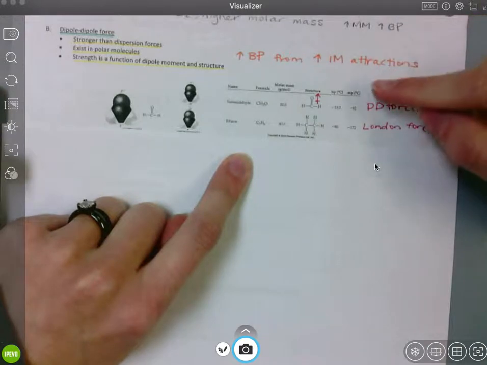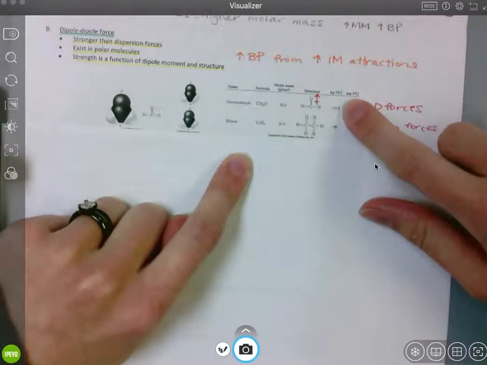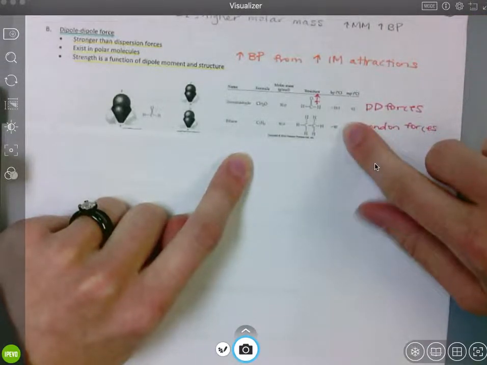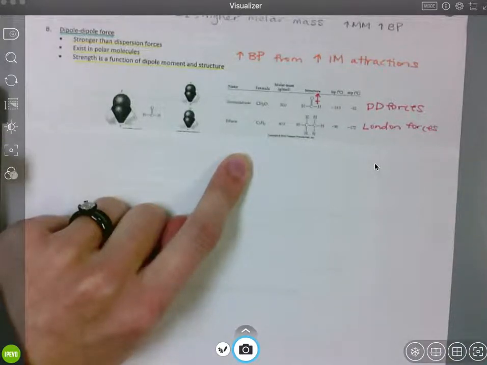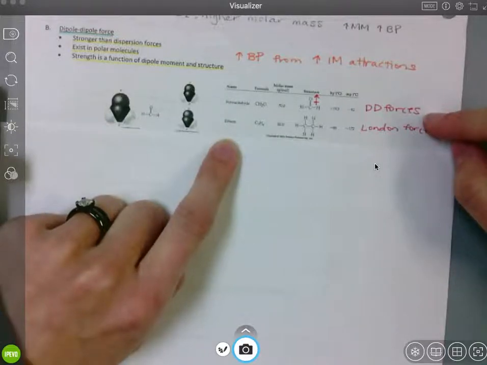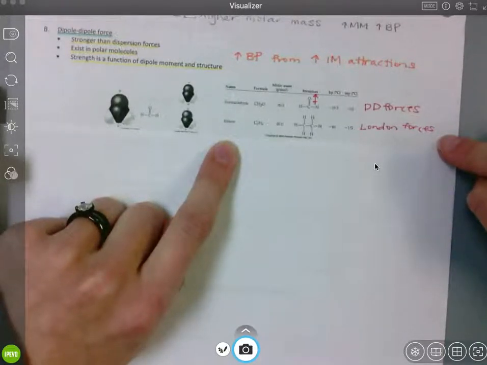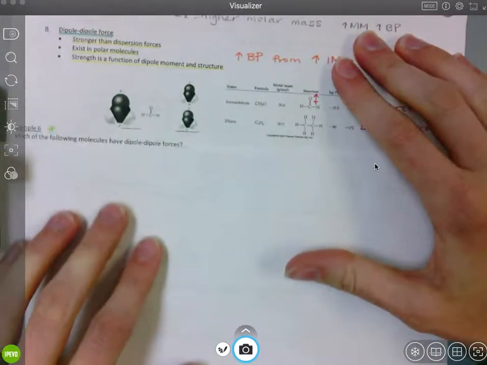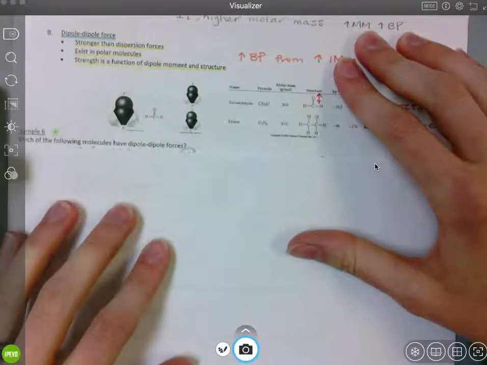So let's look at our boiling point. So boiling point is higher for formaldehyde than it is for ethane because of the intermolecular force strength in our two molecules. So formaldehyde, because it's polar, we have dipole-dipole forces, and ethane, because it's non-polar, we only see London forces. All right, let's look at example number 6.